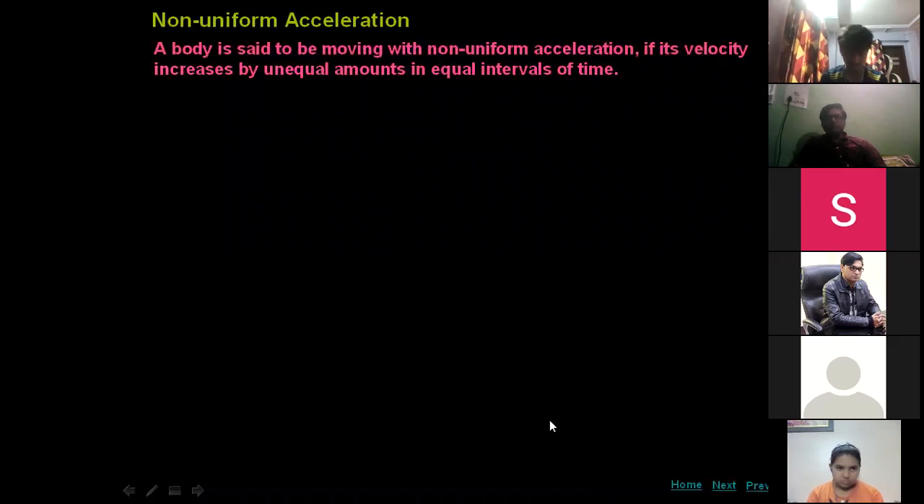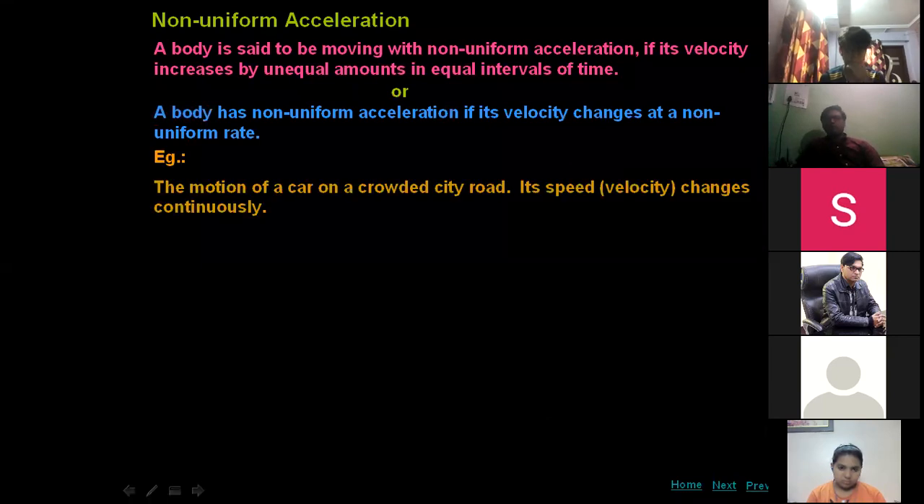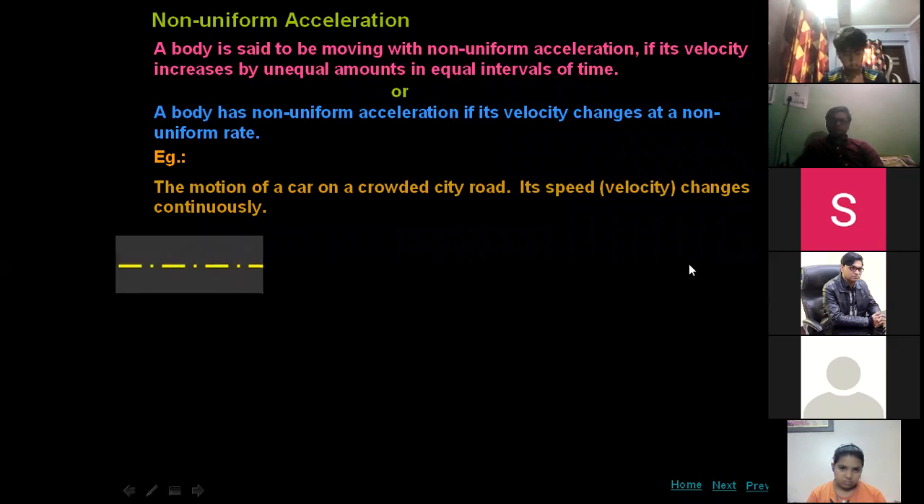The body is said to be moving with non-uniform acceleration if its velocity increases by unequal amounts in equal intervals of time. Or we can say a body has non-uniform acceleration if its velocity changes at a non-uniform rate. Example, the motion of a car on a crowded city road. Its velocity or speed changes continuously. So let's see the next example.